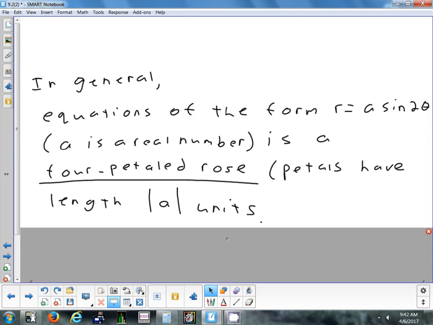So in general, anything of the form a sine 2 theta, that's what we call a 4-petaled rose. That's what they call it. And the length of each petal is the absolute value of the number in front.